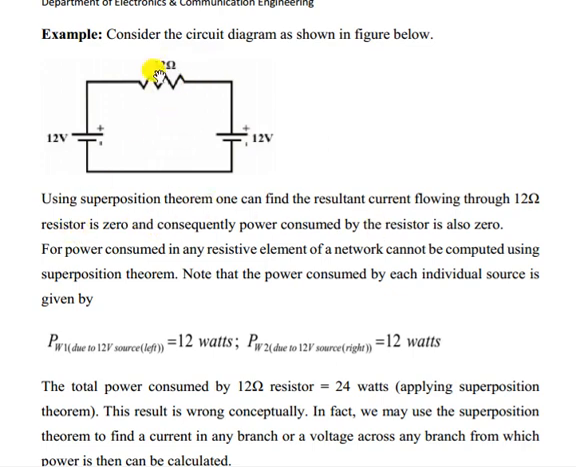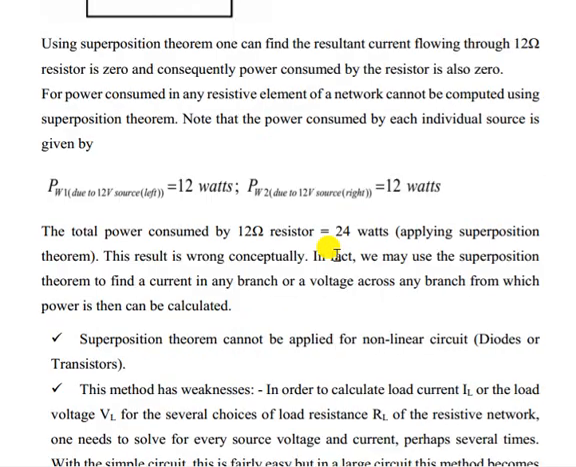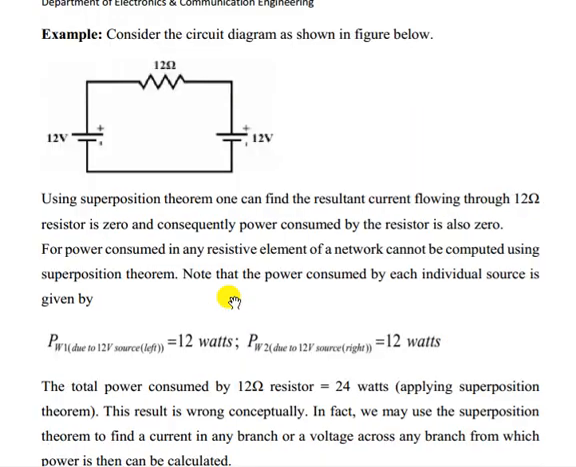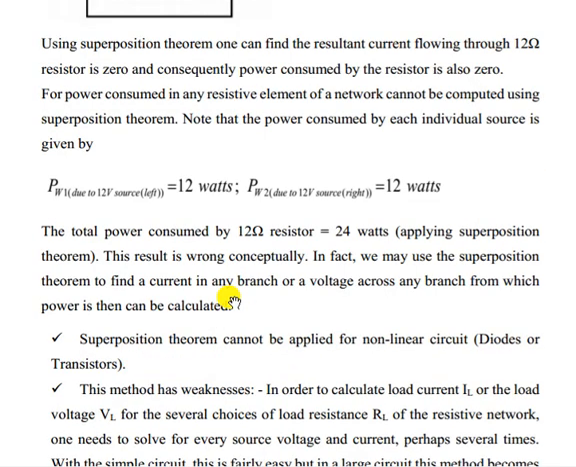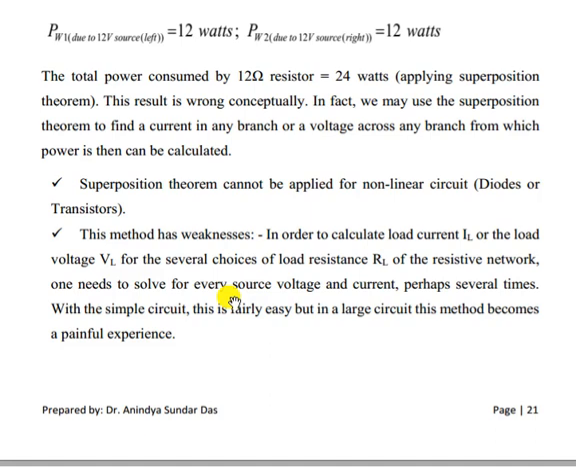So power consumed by the resistance should be equal to 0, right? But power consumed in any resistive element of a network cannot be computed using superposition theorem. Note that the power consumed by each individual source is, with 1 ampere current, 12 watt. For source 2, it is also 12 watt. If you add, it becomes 24 watt. But this is wrong. That is why we cannot do power calculation using superposition theorem. Now, superposition theorem also cannot be applied to nonlinear circuits like diodes and transistors.